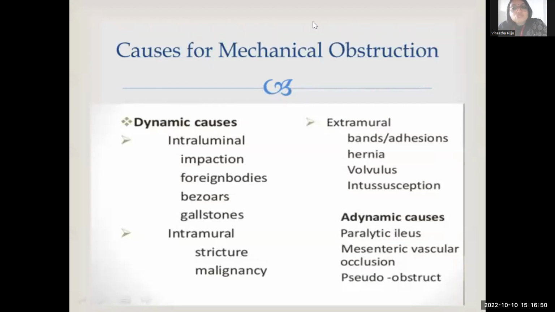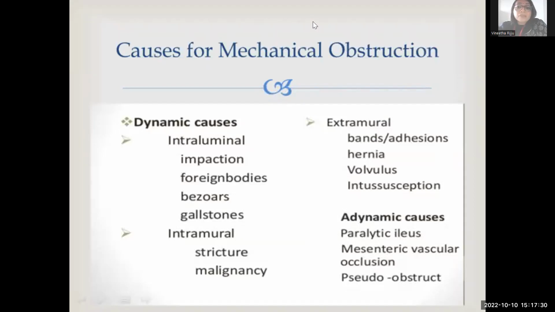Now, you can also have extramural, something sitting on top of the intestine and causing it. It can be some bands or adhesions. Now, these things usually happen in case of multiple surgeries in the abdomen. When someone has had multiple surgeries, they develop adhesions inside, okay? And that will kink or pull the intestine or cause bands inside, okay? Now, all this is not going to allow proper movement or peristalsis of the intestine, which can give rise to obstructions. Hernia, volvulus, intussusception are all other reasons.